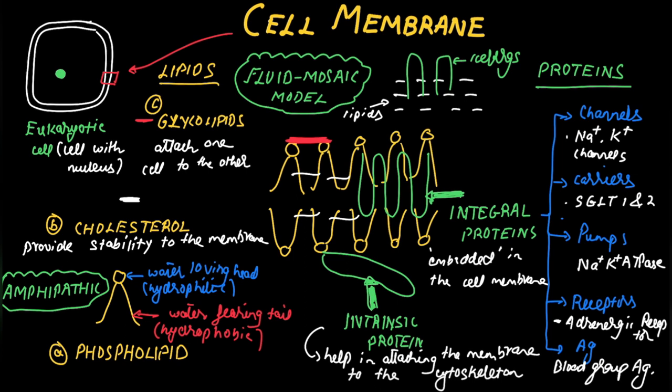So to sum up, there are lipids, which are phospholipids, which are amphipathic. Cholesterol provides stability to the membrane. Then there are glycolipids, which function as cell adhesion molecules. Proteins are integral proteins embedded in the cell membrane and intrinsic proteins. Integral proteins are channels, carriers, pumps, receptors, and antigens.